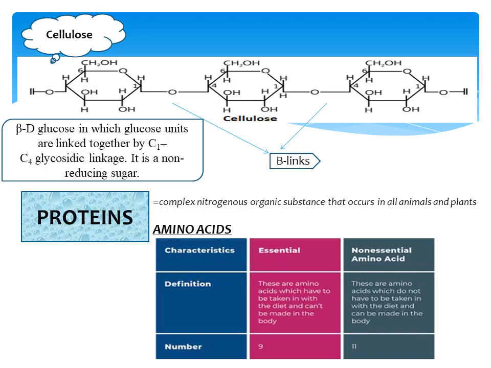In your book, you can find the chart that contains all the 20 amino acids. Out of that, we have 9 essential amino acids. What are those? Those are histidine, isoleucine, leucine, lysine, methionine, phenylalanine, threonine, tryptophan and valine. Except these 9, all are non-essential amino acids.